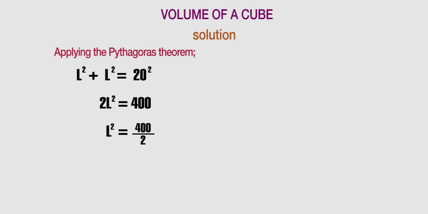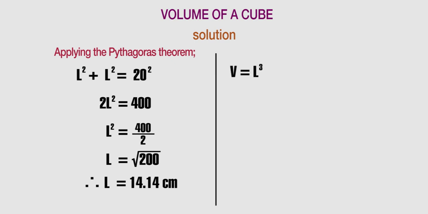Dividing through by 2, you have L squared equals 400 divided by 2. Then we take the square root of the 200. So you have L equals square root of 200, and that will give us 14.14 centimeters. This gives us the length of the cube. We can now find the volume as V equals L cubed.